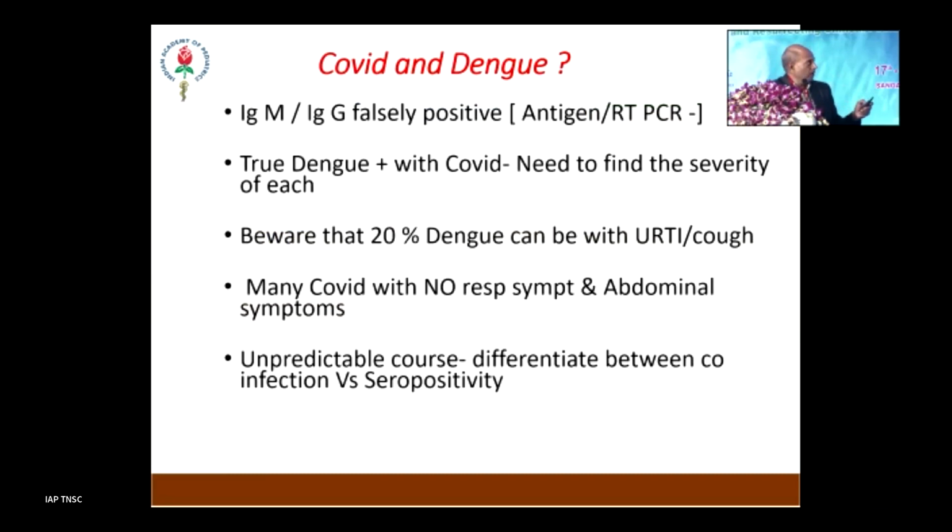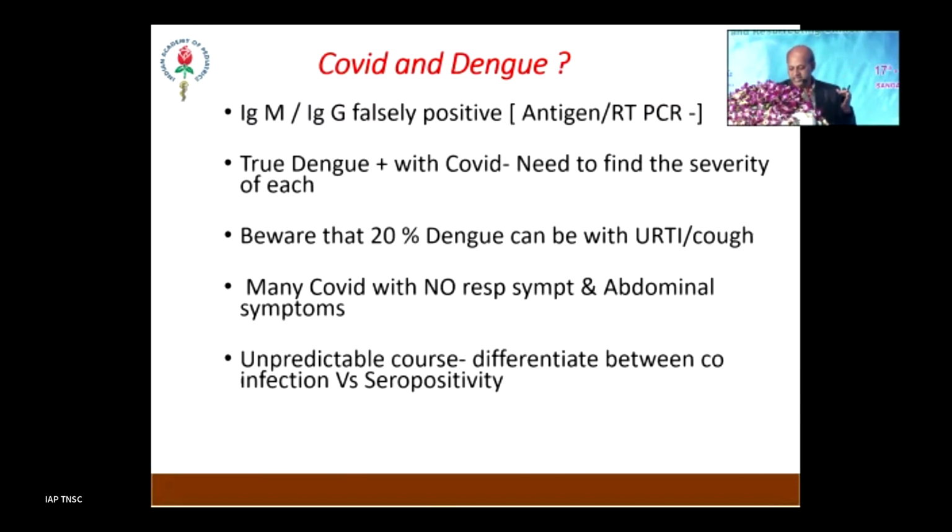But remember one thing, in a patient, when you're dealing with this type of thing, false positivity of dengue is a known thing, especially IgM, IgG. But sometimes it could be a true dengue with COVID, and we need to find the severity of each. Co-infection is quite possible. So when you're treating, we need to look at what it is clinically fitting into. We need to treat that on a priority basis.